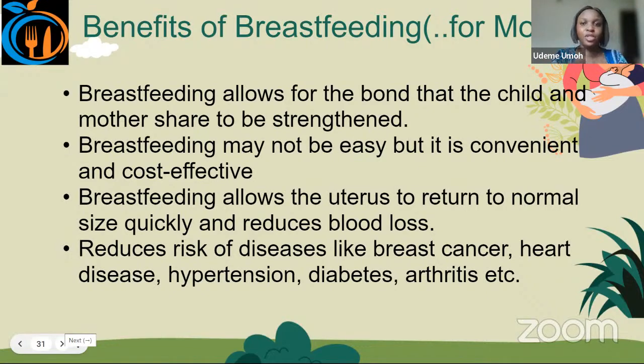So I'm talking about the benefit of breastfeeding now. Breastfeeding allows the child and the mother to bond. There's this bond that happens during breastfeeding. So for moms, it's important that you do breastfeeding. Breastfeeding may not be easy, but it's convenient and cost effective. Because how much is baby milk now? I can't even remember. So imagine saving that baby milk.